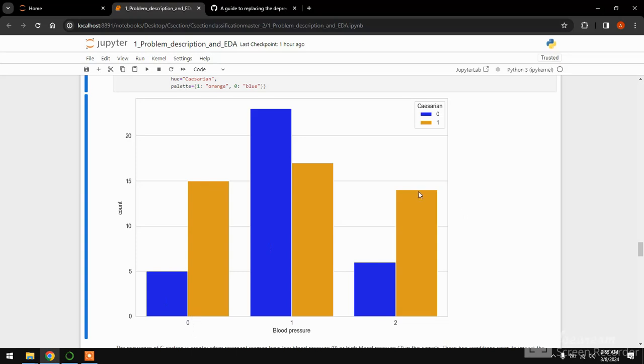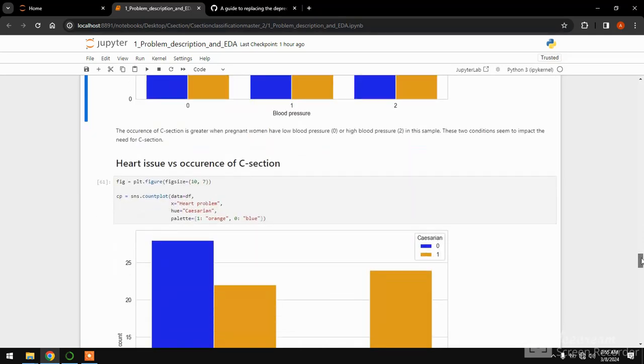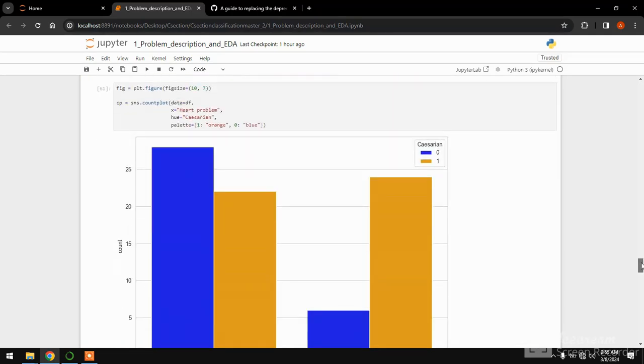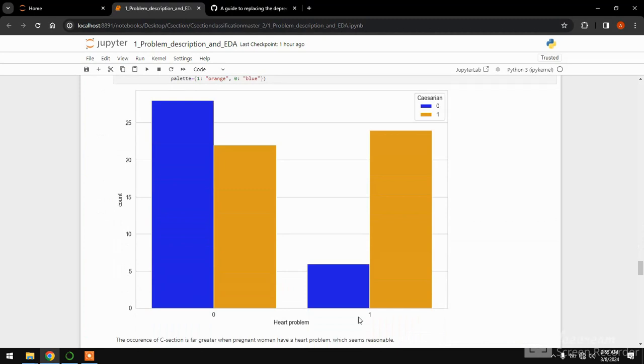As you can see, people with a high blood pressure, most of them deliver through C-section. So these are just different types of information that we can collect from the data set. All right, so here people with a heart problem. Let us start with people with no heart problem. We just need to run it first, and then see if it can give us a different chart.